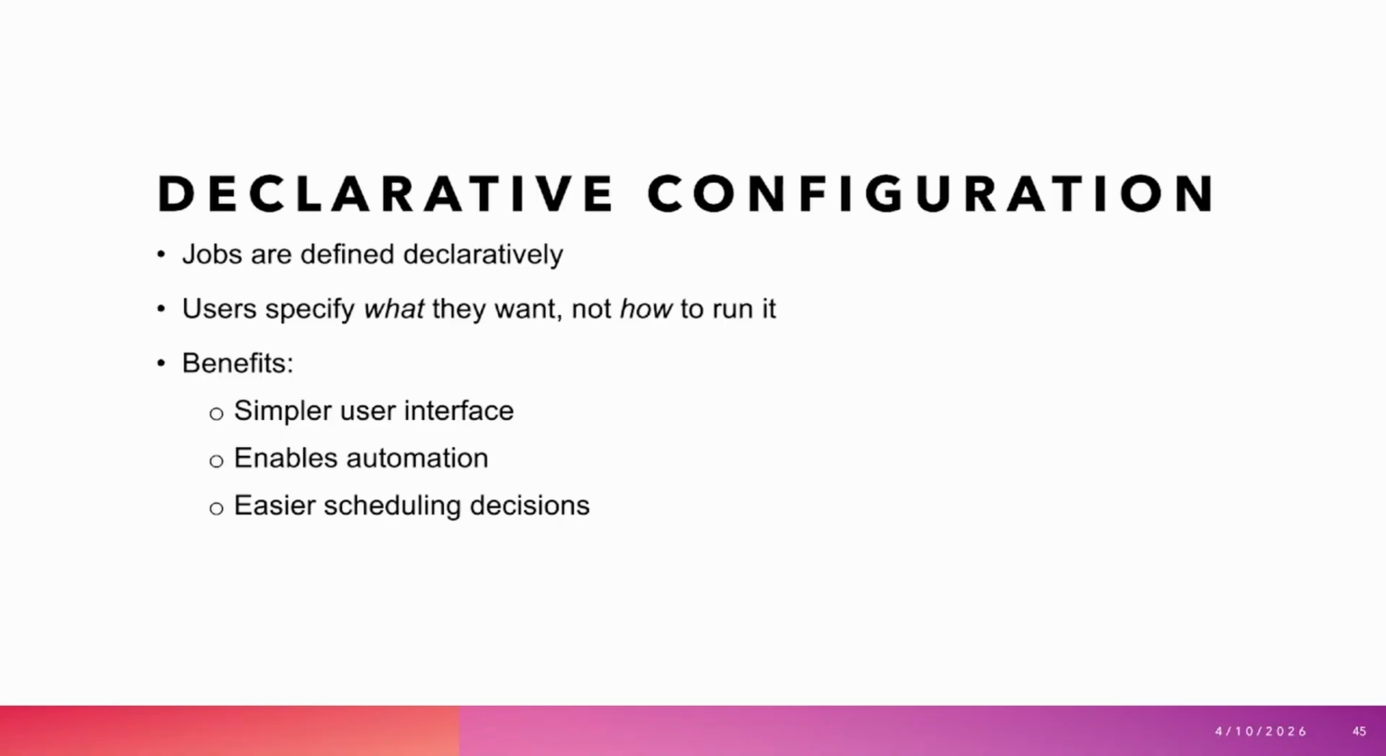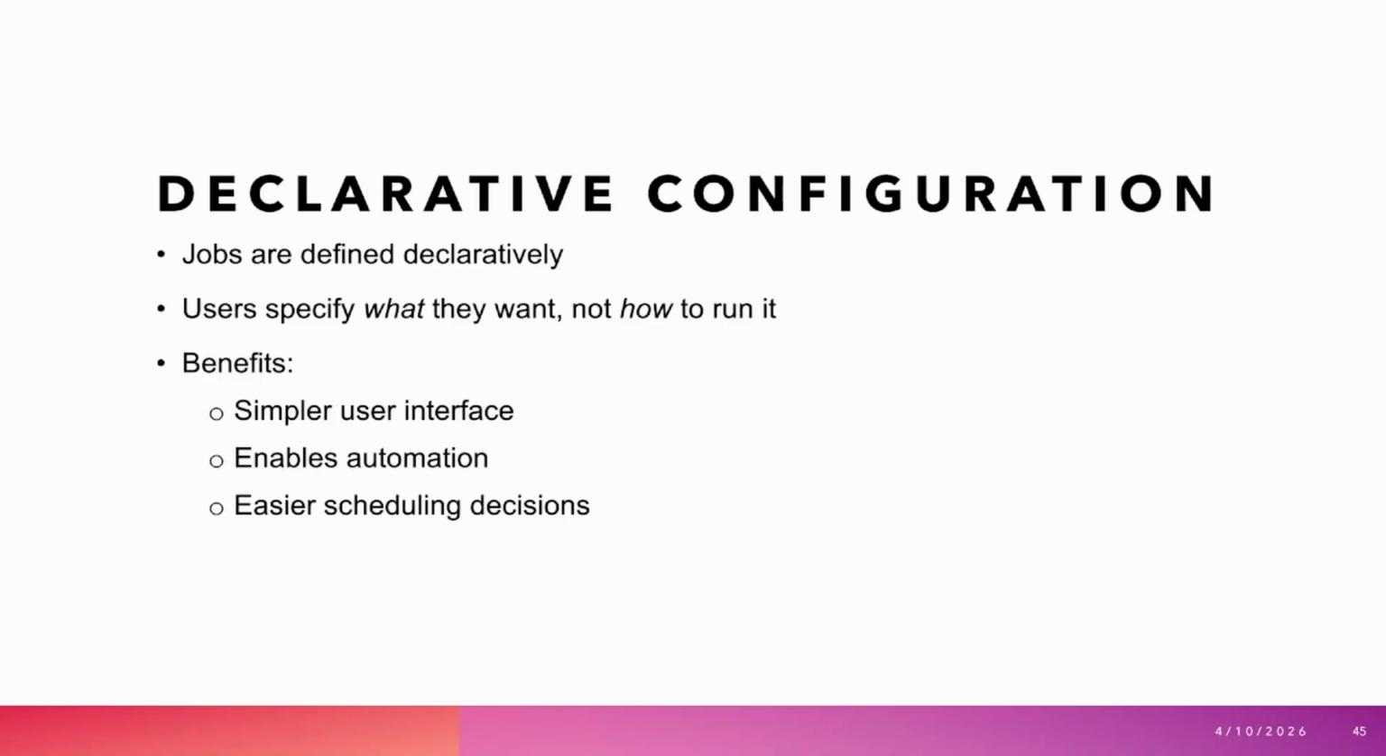By keeping the interface declarative, Borg simplifies the process for users and reduces the chance of errors. Another benefit is that it allows the system to make better global decisions. Since Borg has a complete view of the cluster and all running jobs, it can optimize placement and resource usage in ways that individual users wouldn't be able to do on their own.